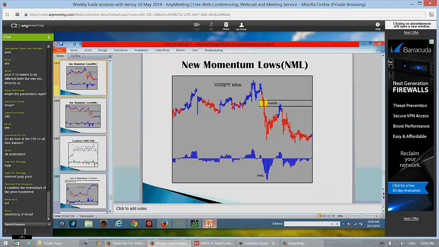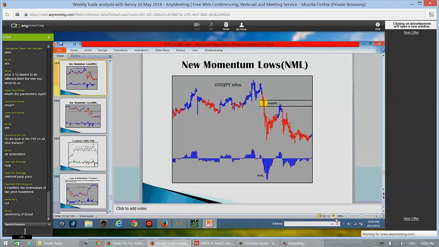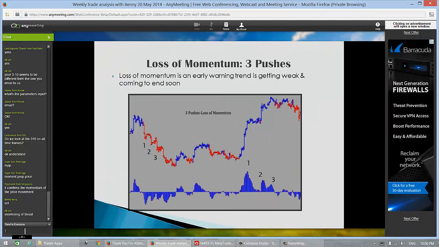Okay, let me show you. Loss of momentum, the 3 pushes. You can see that in the downtrend, we have a swing low, another swing low, another swing low, and another fourth one. Look at this 310. Each time the market is making a higher low. This is the loss of momentum.